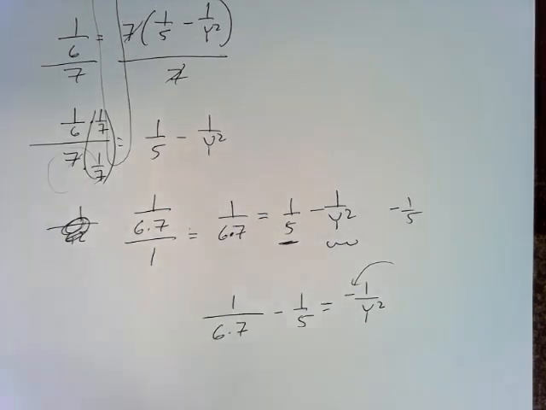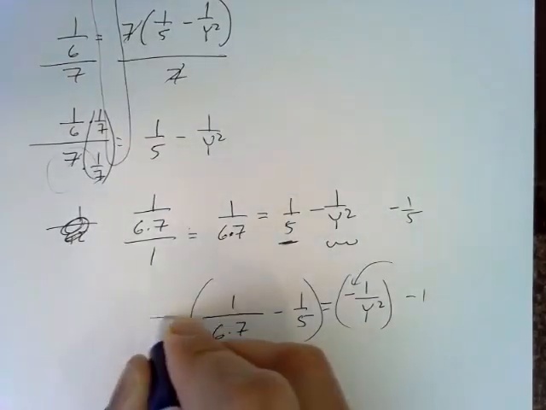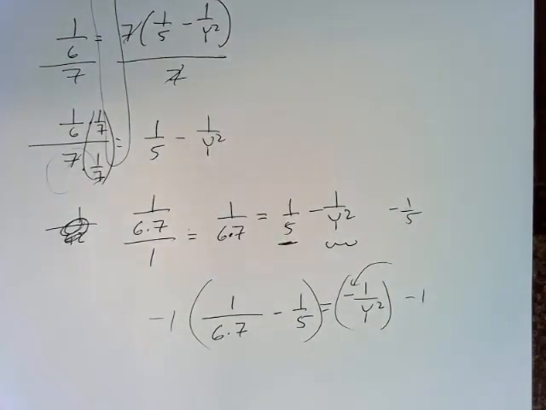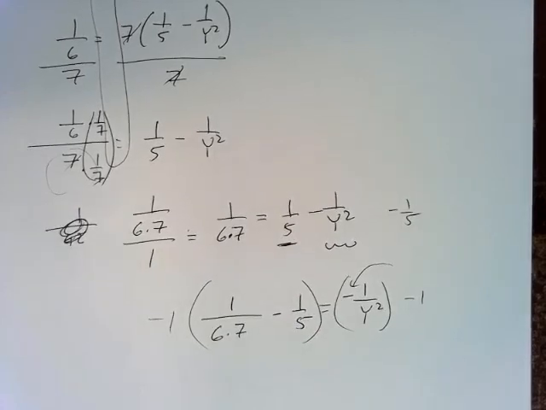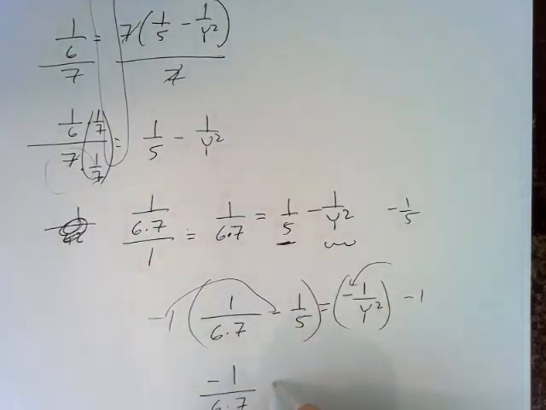How do we get rid of a negative sign? Well, we're going to multiply this side by -1, which means we have to multiply that entire side by -1. Not just one of these terms, but the entire side needs to get multiplied by -1. So now we're going to have -1 over 6 times 7. The negative comes through and we get positive 1/5 is equal to 1 over y squared.